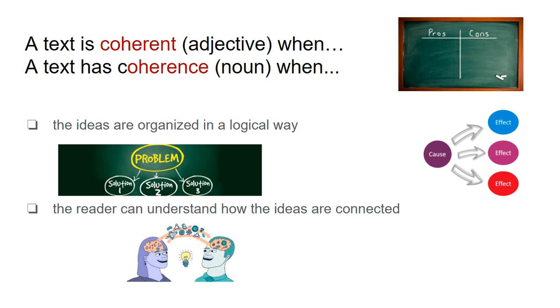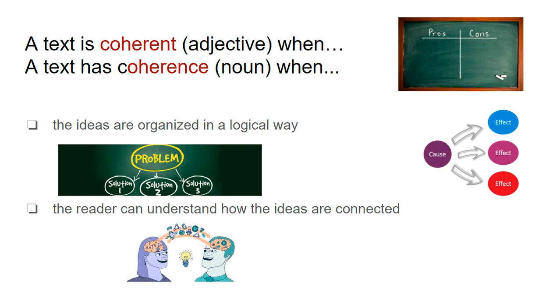So it could be a problem that is presented. The author tells you a problem and then presents solutions. How can we solve this problem? Solution 1, Solution 2, Solution 3. It could be we're discussing the pros and cons, the positives and the negatives, the pluses and the minuses, the good things and the bad things about a topic or a subject. Or we could be looking at cause and effect. This thing happened, therefore, as a result, this other thing happened. So those are just some examples of ways you might organize your ideas in a logical way.